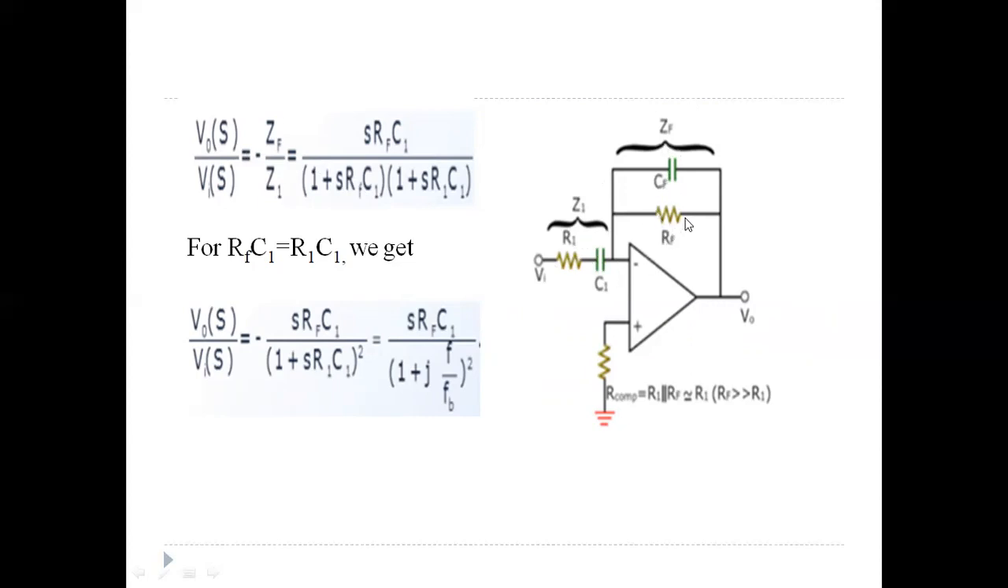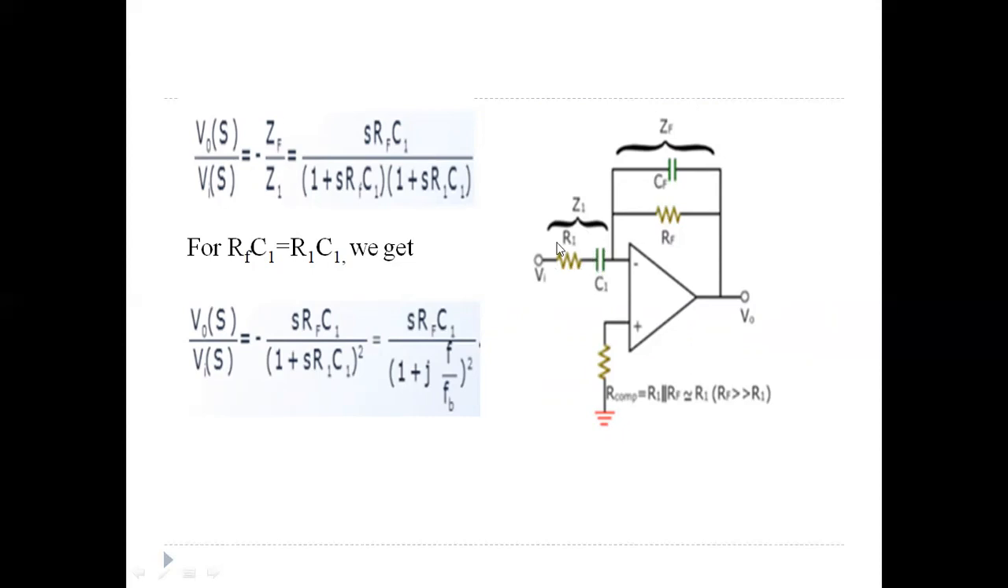Zf is the parallel combination of Rf and Cf. Z1 is the series combination of R1 and C1. So take Zf as the parallel combination of Rf and Cf. That is Rf into 1 by j omega Cf, divided by Rf plus 1 by j omega Cf. And similarly take the series combination of R1 and C1 as Z1. That is Z1 is equal to R1 plus 1 by j omega C1.